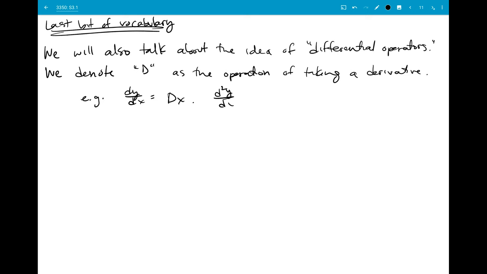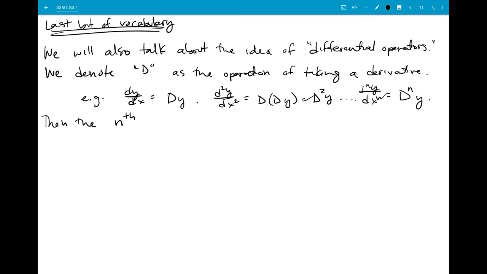and d2y/dx2 would be D of D of y, just changing notation all over the place. And you could continue up to nth order derivatives, capital D to the n y. So basically you could represent dy/dx by capital D y, and repeat the pattern for any number of derivatives you want. And then you can combine them all together as well.